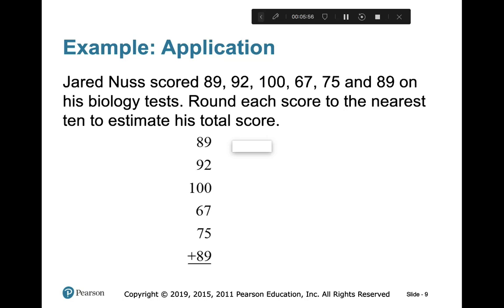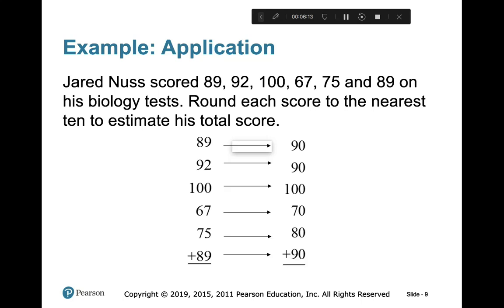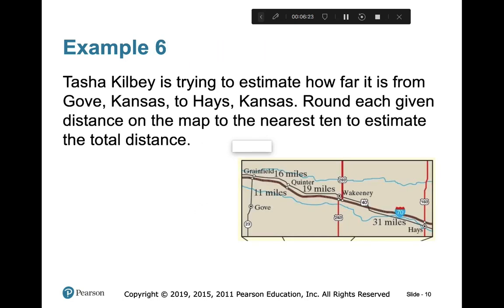89 becomes... 90, 92 becomes... So Tasha Kilby is trying to estimate how far it is from Gove, Kansas. 67 becomes... on the map to the nearest 10. 75 and estimate our differences. Gove to Grainfield is 11, and Grainfield to Quinter is 16, because we have all those zeros at the end. Quinter to Waukene is 19 and Waukene to Hayes is 31.